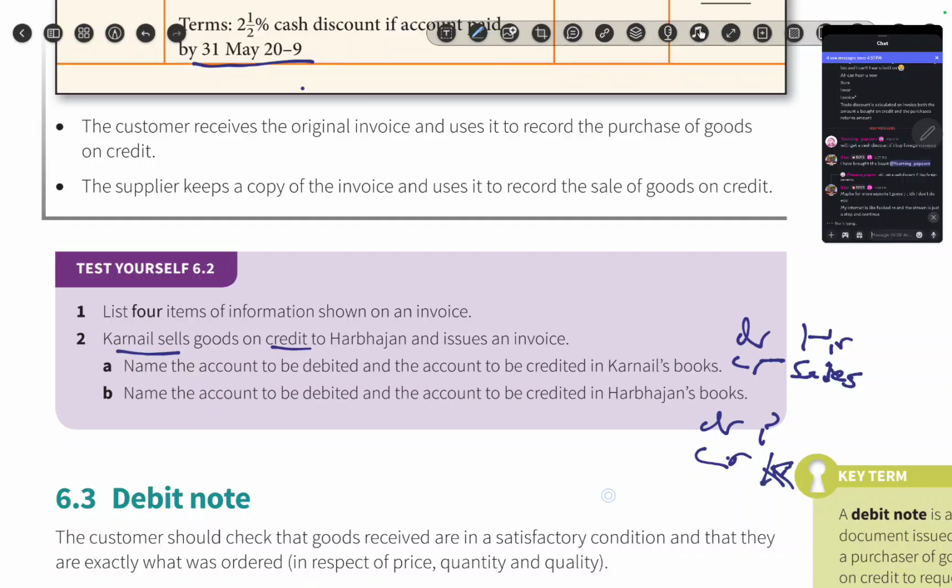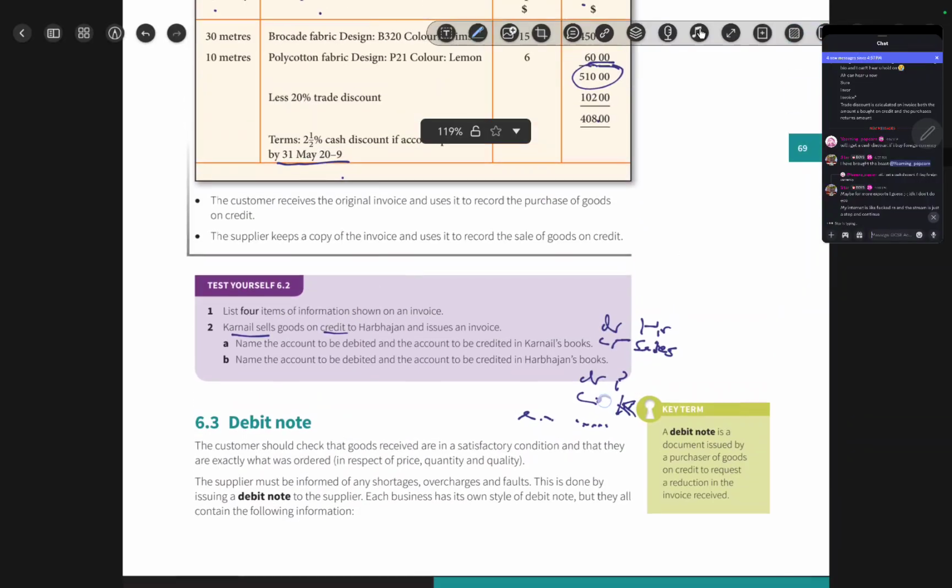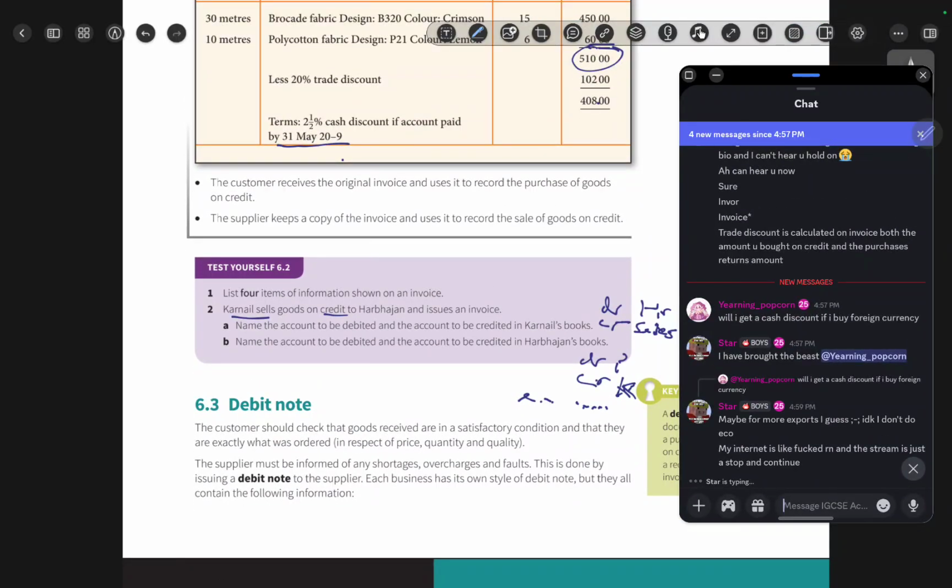My stylus is going crazy. I don't like this. Whatever. I will understand credit note probably. Maybe for export.